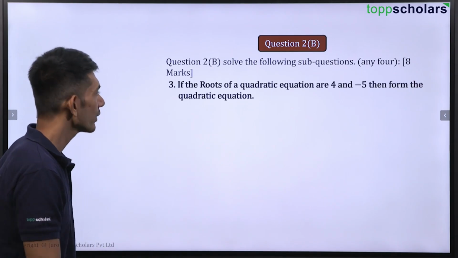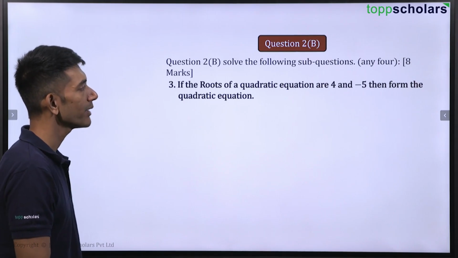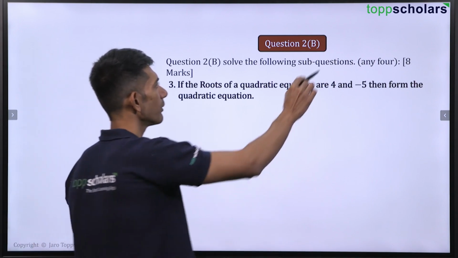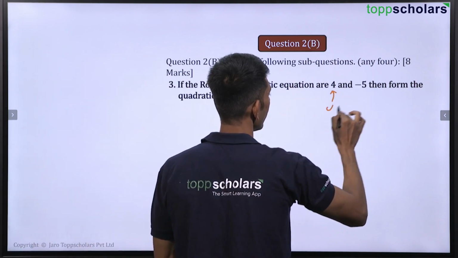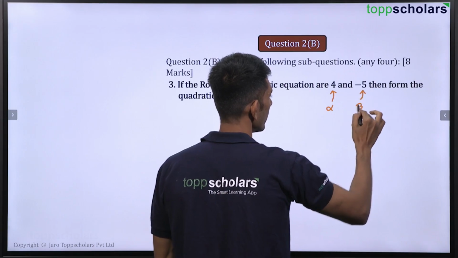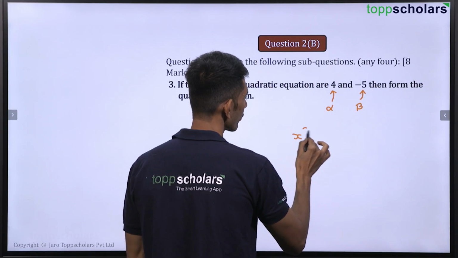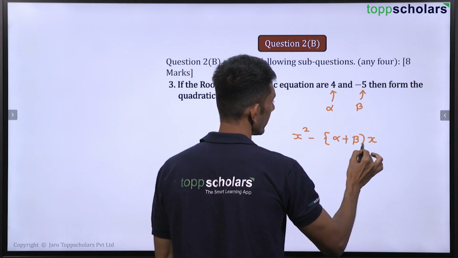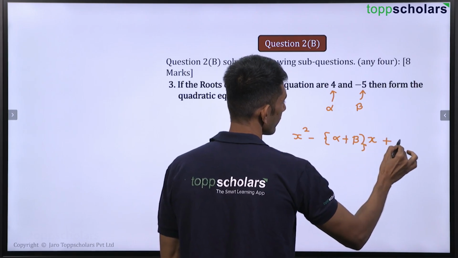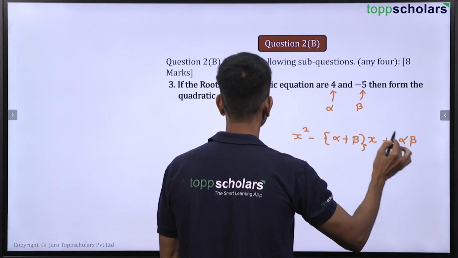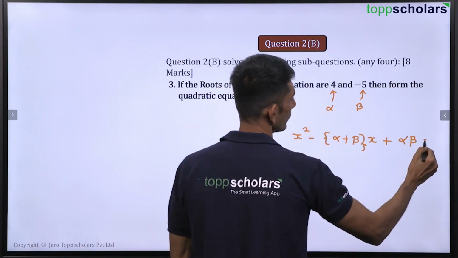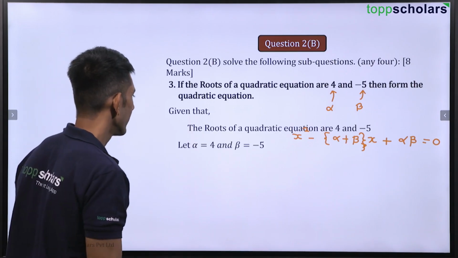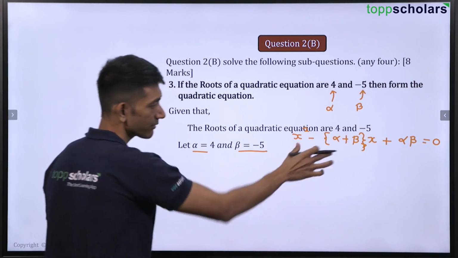Okay, now this is an interesting question. It says if the roots of the quadratic equation, 4 and minus 5, are given, then form the quadratic equation. So always remember, whenever we have the two roots, suppose that is alpha and beta, we know that the quadratic equation is given by x square minus sum of the roots into x plus product of the roots is equal to 0. Let's do that. That is very simple. So the roots are already given. Alpha is 4, beta is minus 5. Use the formula.